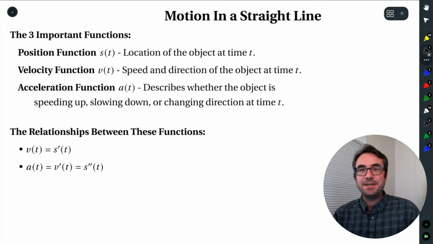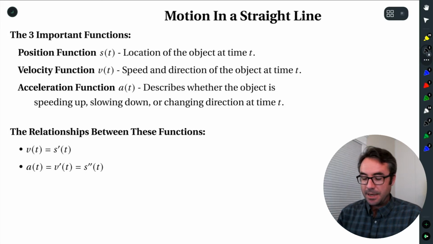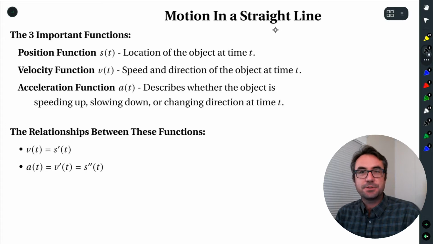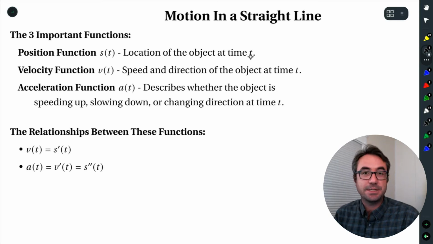All right, now we're going to see how all this business about integration and finding antiderivatives relates back to motion in a straight line. And when we talk about motion in a straight line, there's three important functions that we deal with. There's our position function, which we generally call s of t, and this describes the location of the object at time t.